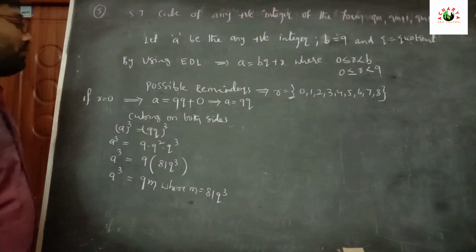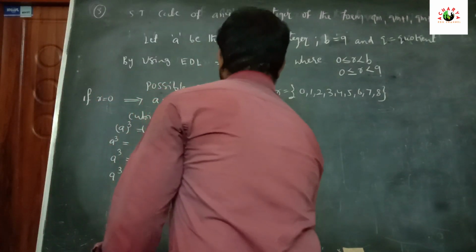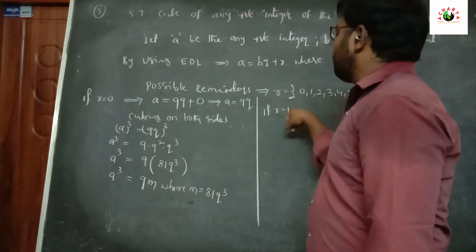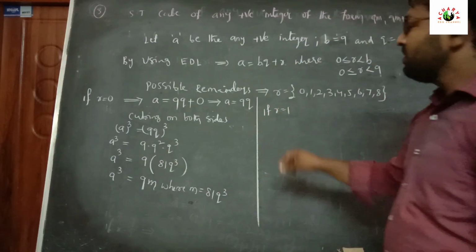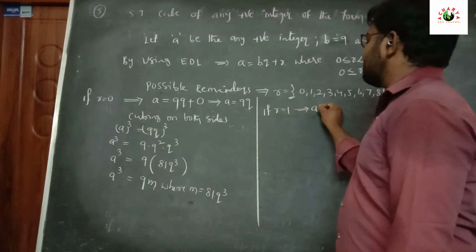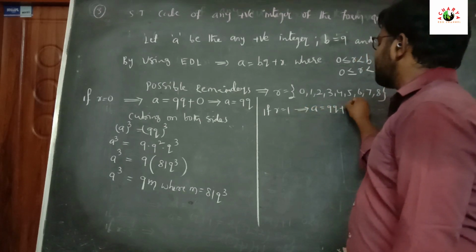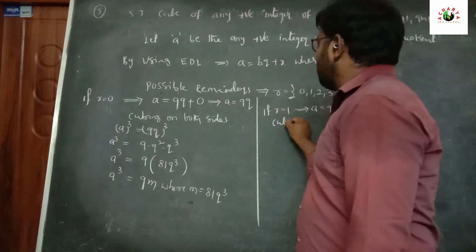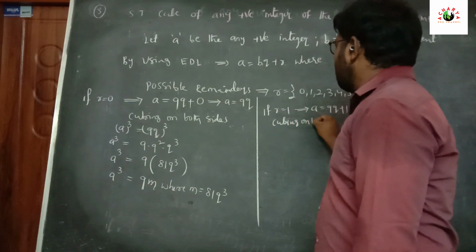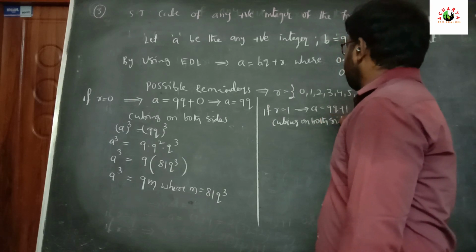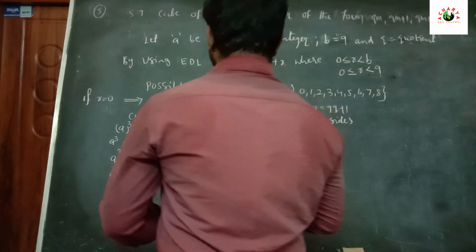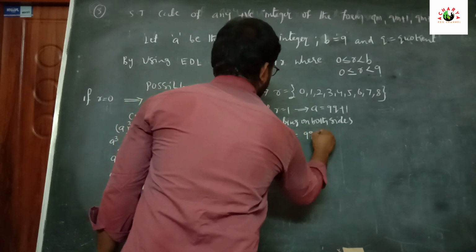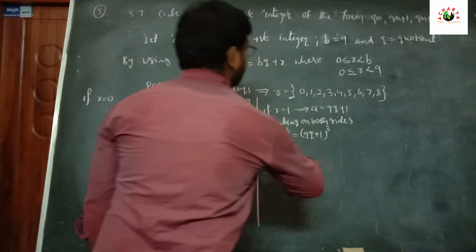Next, coming to second case. What is second case? If r is equal to 1. If r is equal to 1, that implies a is equal to the same, 9q plus 1. Next, cubing on both sides. Tell me, cubing on both sides. See, a cube is equal to 9q plus 1 whole cube.